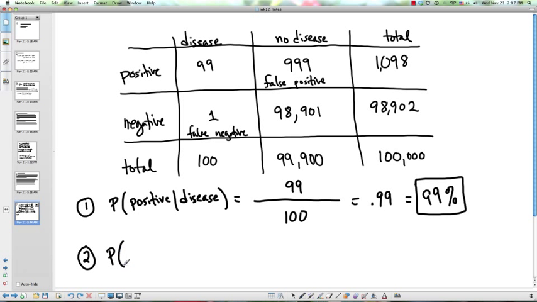The question that I want to ask now is, what if you test positive? What's the chance you have the disease? And just like in the prosecutor's fallacy, it's the second one that really would matter, right? I'd like to know that the test is 99% positive, but what I really care about is, if I tested positive, what does that mean? So what is the probability you have the disease given that you tested positive, right? If you test positive.